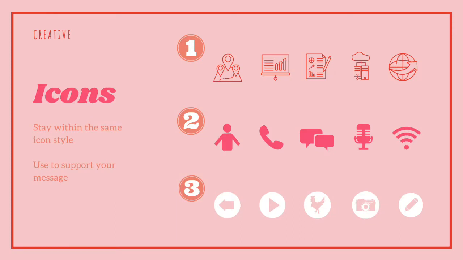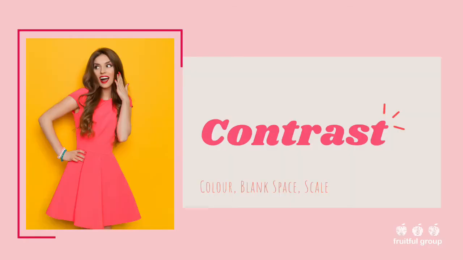Next up, icons. So these are really important visual elements to highlight your point, but it's imperative that you keep them of the same style. So you'll see in this example, there's line drawings, solid icons, or a circular see-through style. Whichever you choose, stick to it throughout the campaign, presentation, or even create a set for your brand style guide. Moving on to contrast.